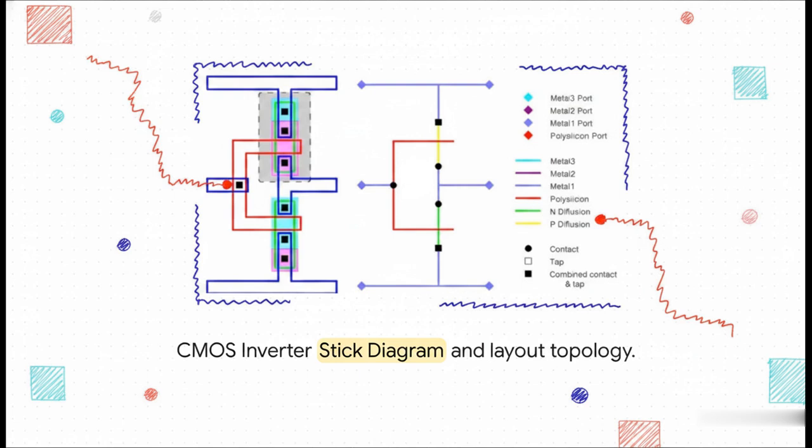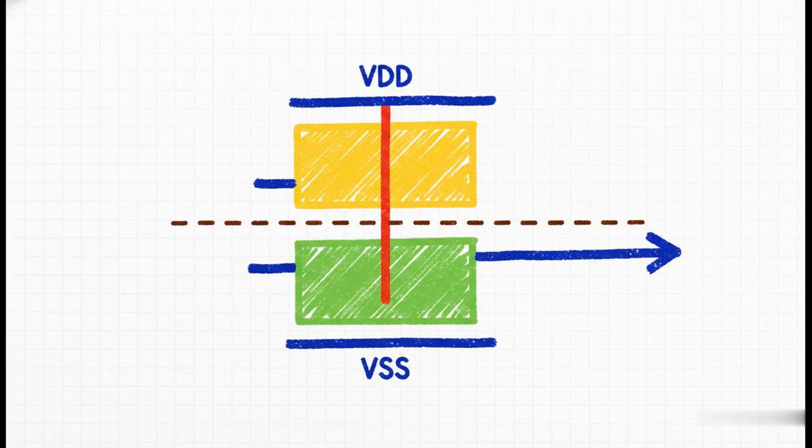Notice how the red polysilicon trace forms a single shared input gate. It just winds its way down, crossing both the yellow PMOS active area at the top and the green NMOS active area at the bottom. Breaking down the architecture of this inverter, we see our crucial placement rules working perfectly. The yellow PMOS is strictly above the demarcation line and the green NMOS is strictly below it. That shared red poly gate perfectly bridges them as a single input.